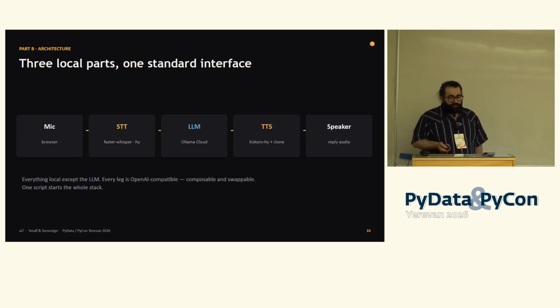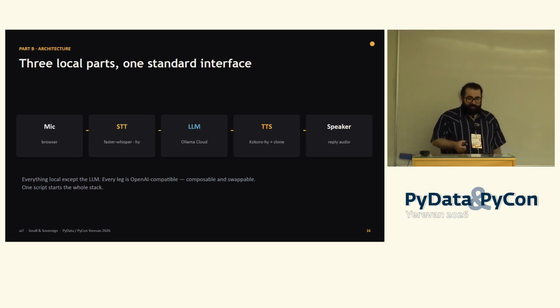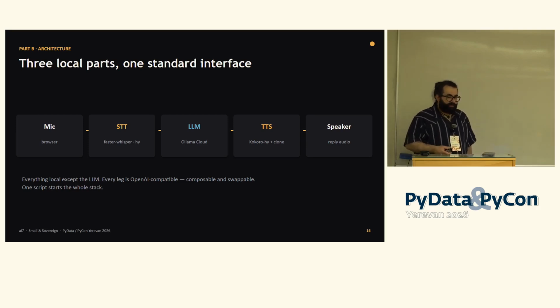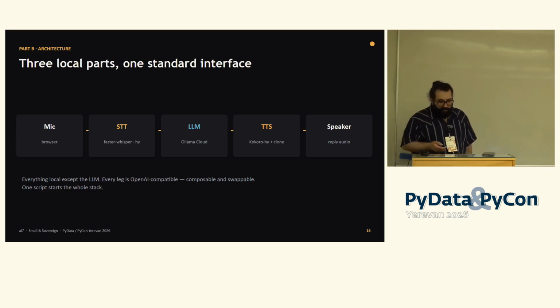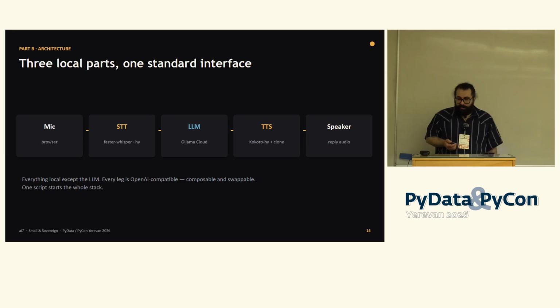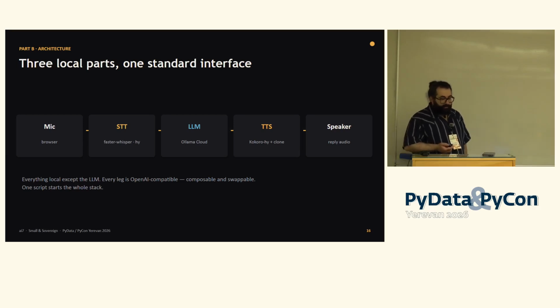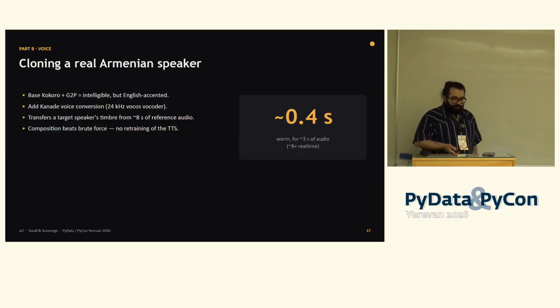So there were 3 local parts and 1 standard interface. The user can speak to the platform, and we have a validator step, and then we can route any LLM into the pipeline, and the customized Kokoro with Armenian training data can produce a reply which can be played for the users.